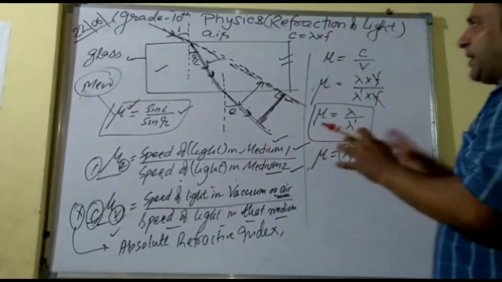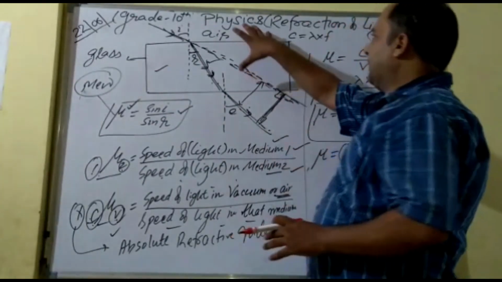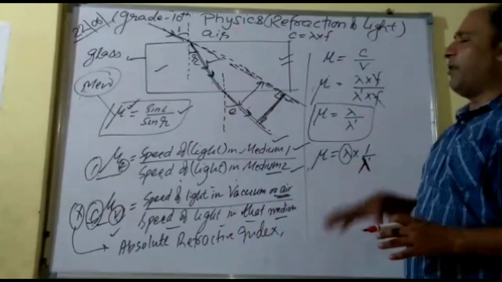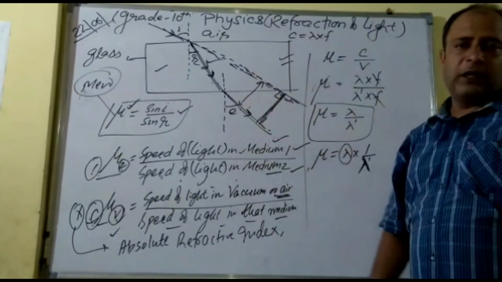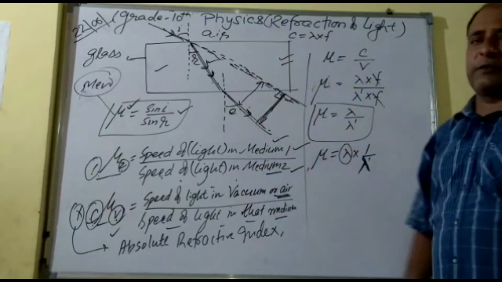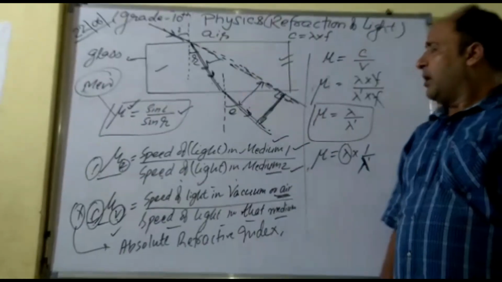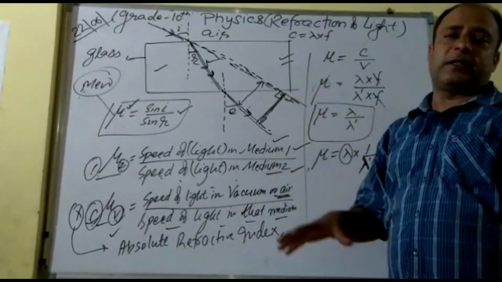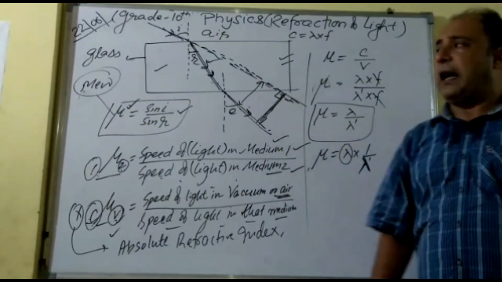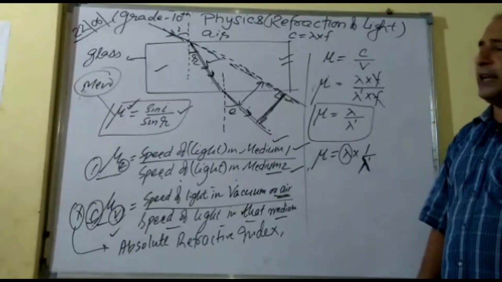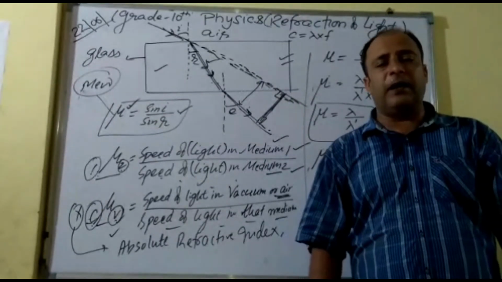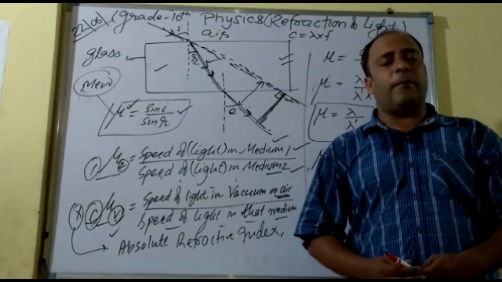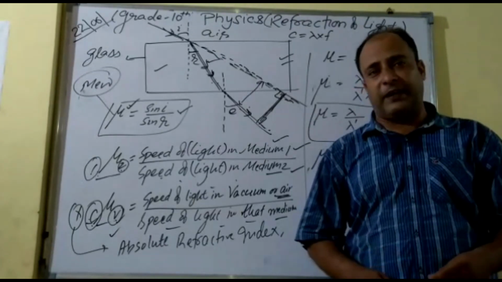So these all are the basic concepts of refraction of light. Something more related to all these things we will discuss in the next videos, and I hope you understood the concept of refractive index and refraction of light. Now in the next videos we will discuss critical angle, which is an important part of the refraction of light. Thank you very much.